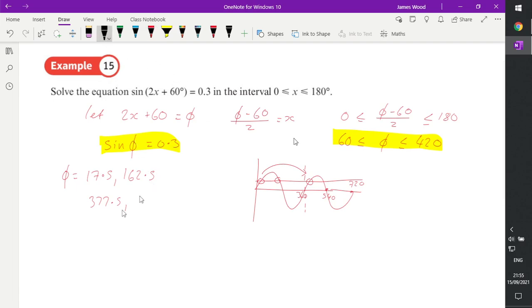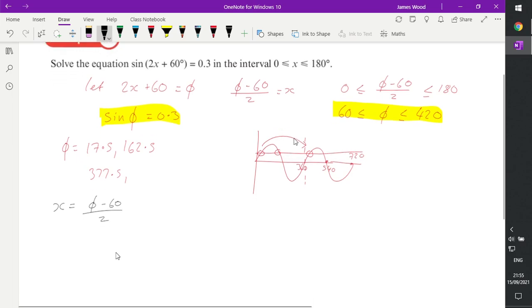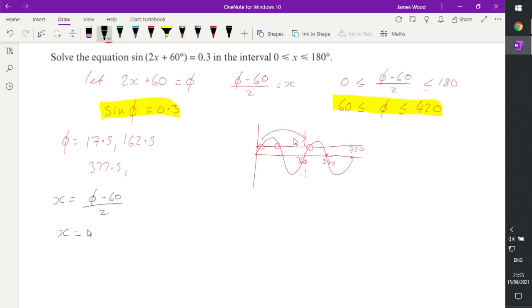Now we've just got to convert them back. So we wrote earlier that x was (φ − 60)/2. So that's what I've got to do to each of these values. So x is going to be (17.5 − 60) divided by 2, which gives me, oh wait, actually that 17.5 wouldn't count, sorry, because my limit was above 60. So actually we don't need to worry about that first one. I spotted that because I realized that it came out with minus 21, which is obviously not in my original limit. So you've actually only got two answers.